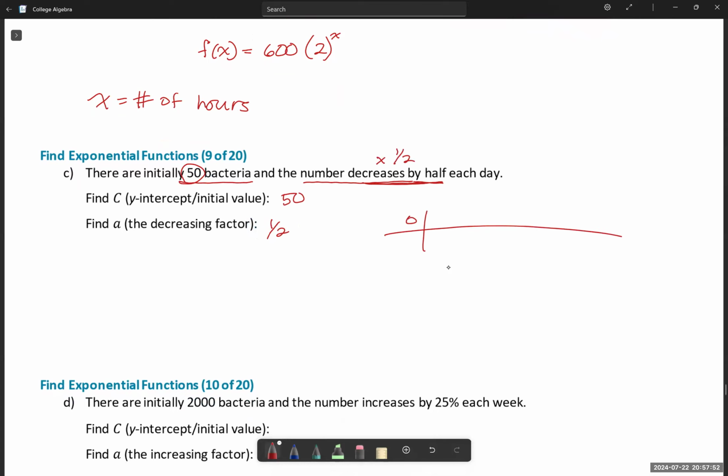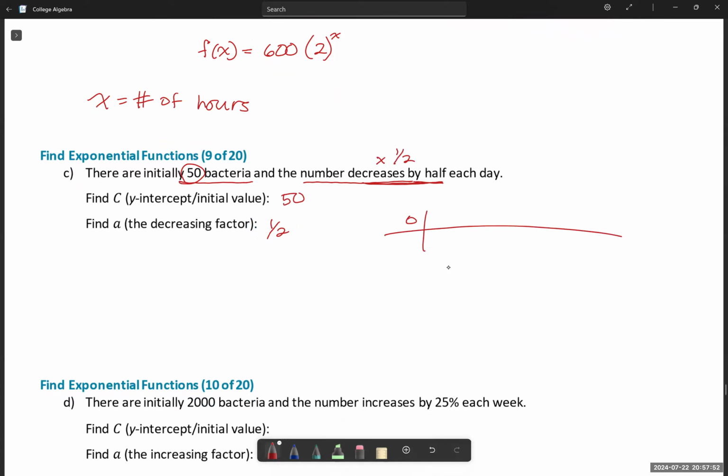Okay. So let's look at this one more time. This time we're going to be dealing with percentages, and I need you to pay close attention to this so that you understand how to work with those percentages. So our initial is 2,000. We have 2,000 bacteria. The number is increasing by 25%.